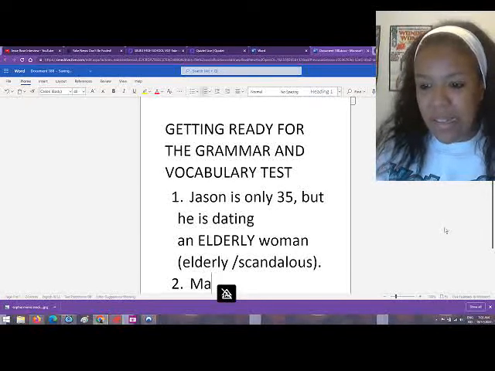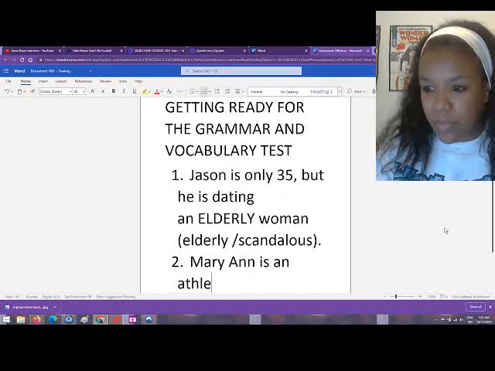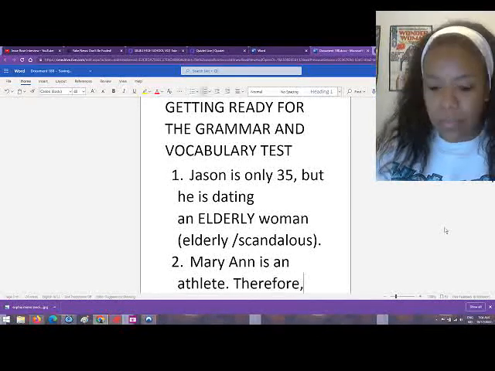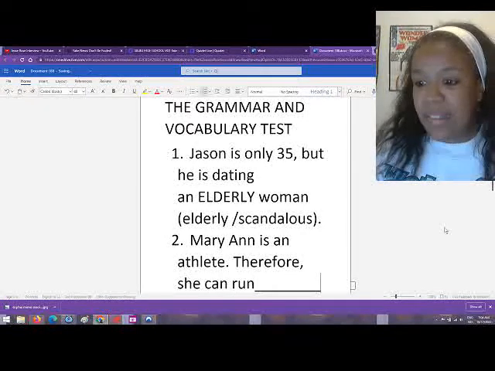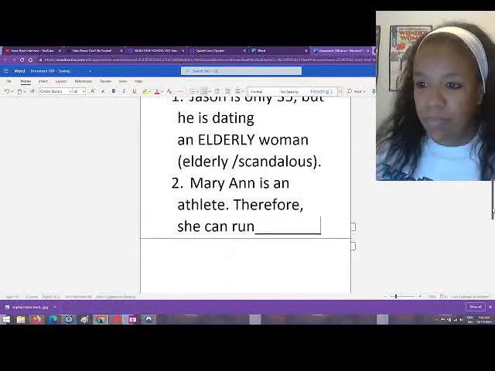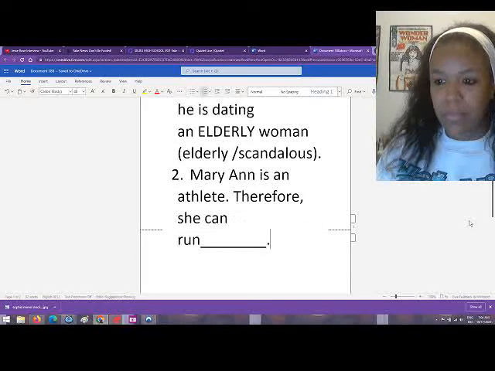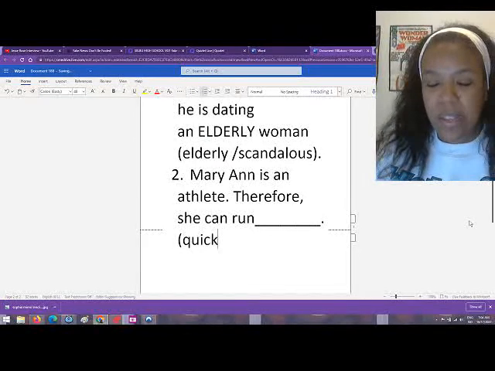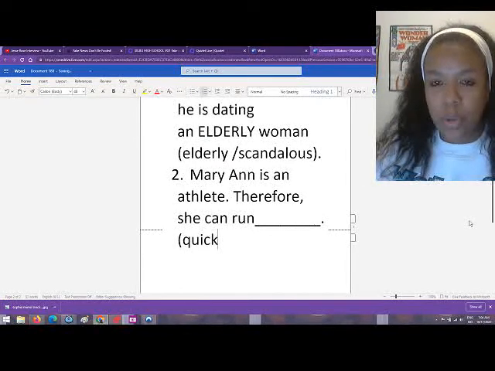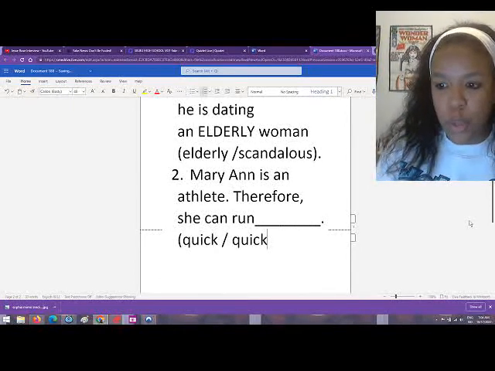The sentence is, Marianne is an athlete. Therefore, she can run blank. And then you have two words. Here is an adjective, quick, and here's an adverb, quickly.